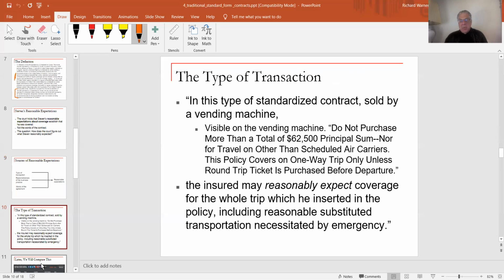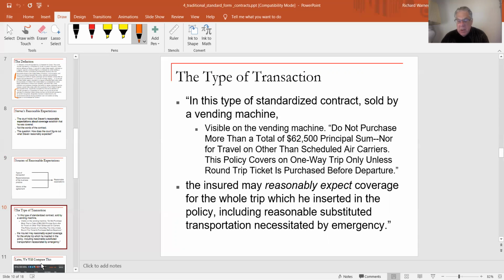So we consider type of transaction first. Let's just work through it to see how it works. Here's the court that characterizes the transaction in this type of standardized contract. So we have a standard form contract sold by a vending machine. We discussed that earlier. And you had this visible on the vending machine: Do not purchase more than a total of $62,500 principal sum, nor for travel on other than scheduled air carriers. This policy covers a one-way trip only unless a round-trip ticket is purchased before departure.